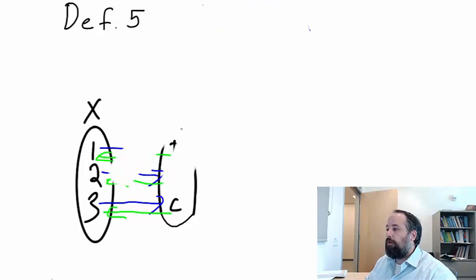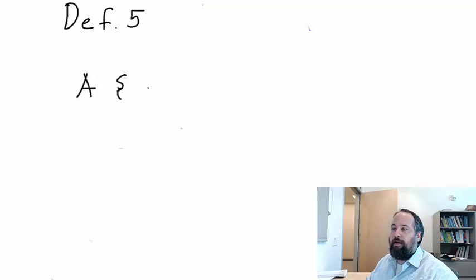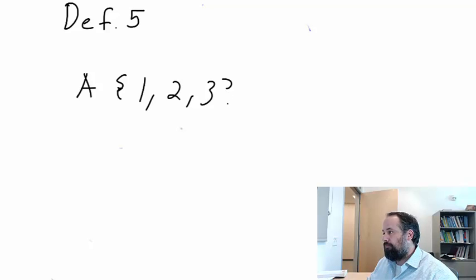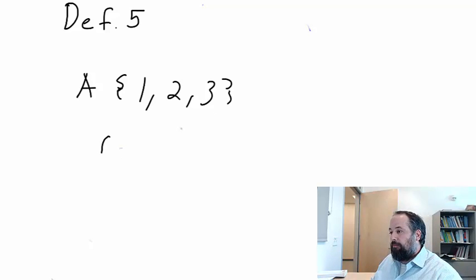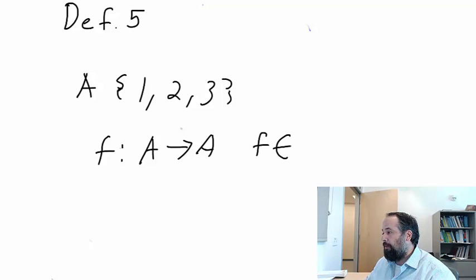Okay, one last thing I want to talk about. Suppose we have some set A, and A has the values 1, 2, and 3. And let's say that we have some function f that maps from A to A. That means the domain is 1, 2, 3, and the range is 1, 2, 3. Remember, we could also write this as f is a member of A to A.